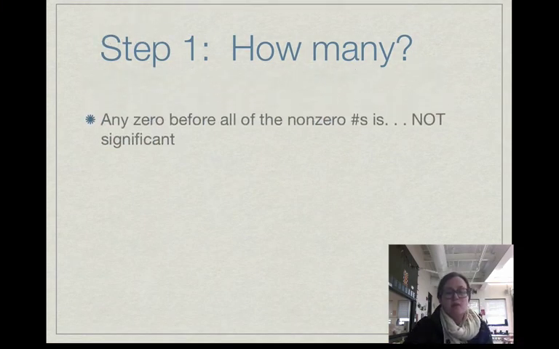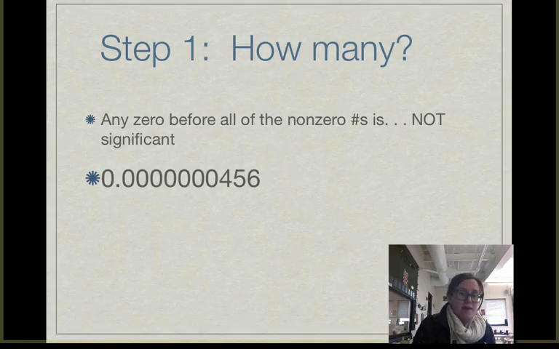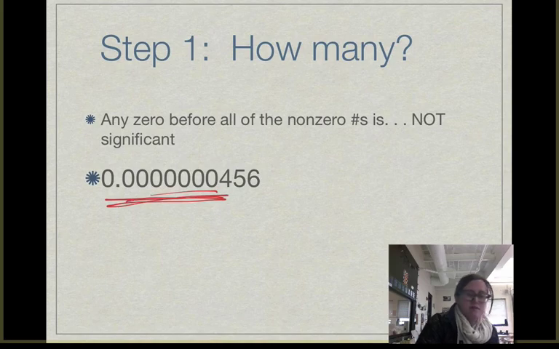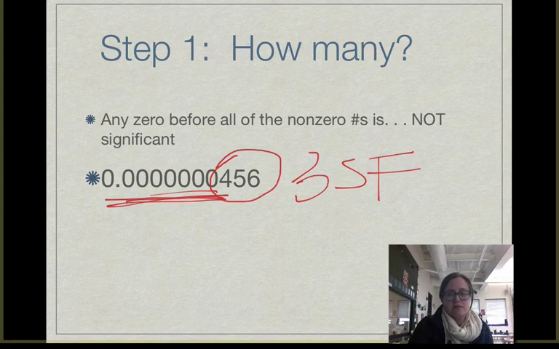Now, any 0 before all of the non-zero numbers is not significant. Okay, so here we have a long list of numbers, and all of these zeros right here, none of these zeros are significant because they're before the first non-zero number. Only these 3 digits right here are significant. So in this case, we have 3 significant figures.